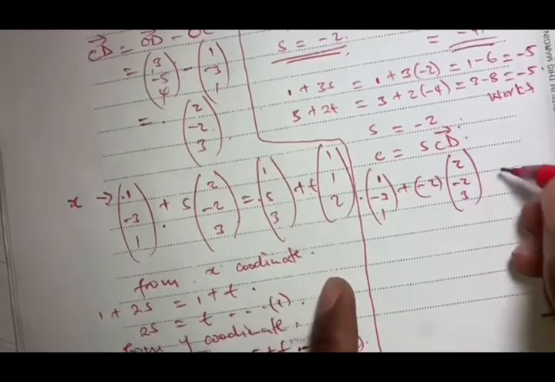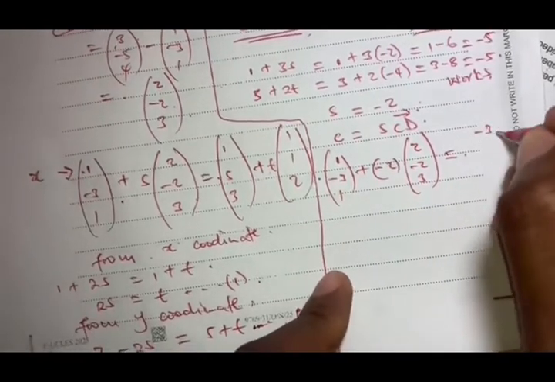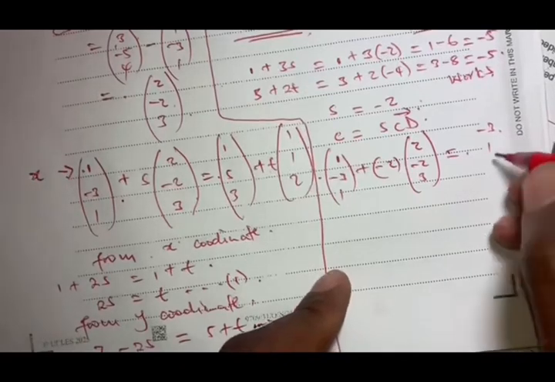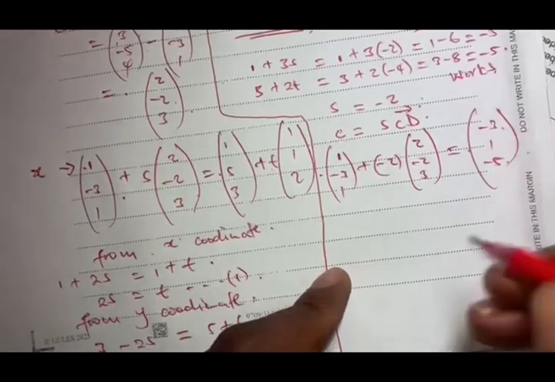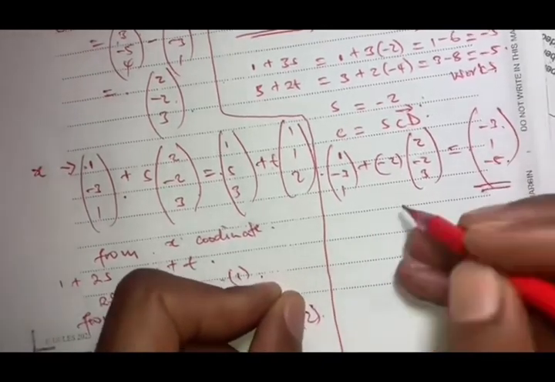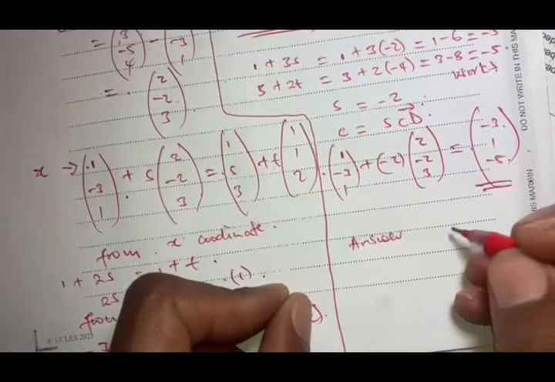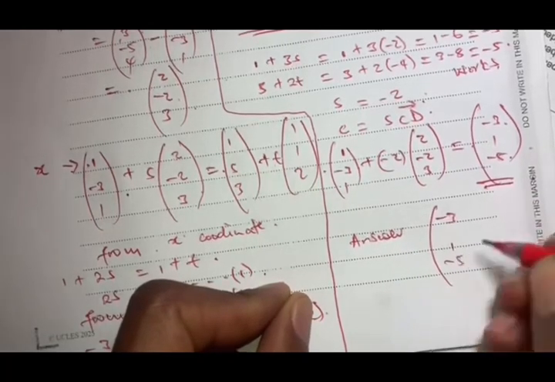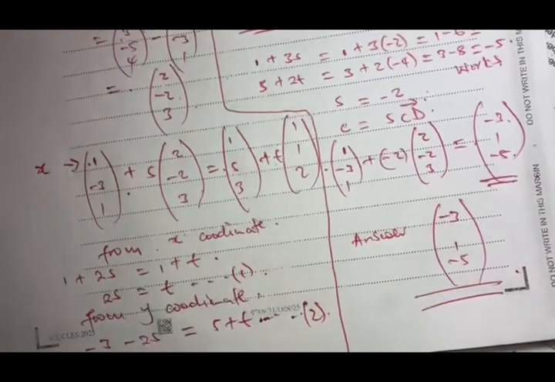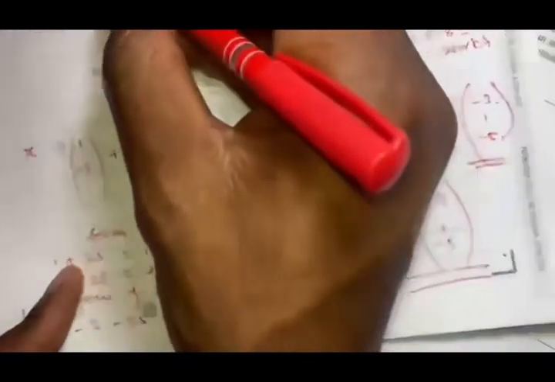And if I solve this, it is going to give me minus 3, 1, and negative 5. That is our answer: negative 3, 1, minus 5. That is the position vector of the point of intersection of M and the line that's passing through C and D.